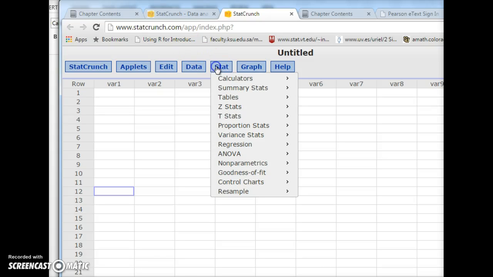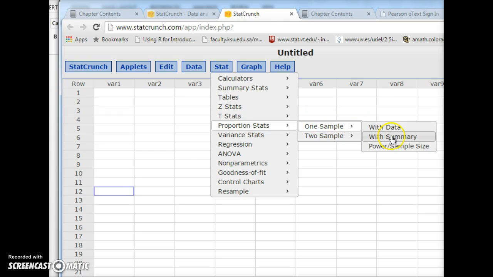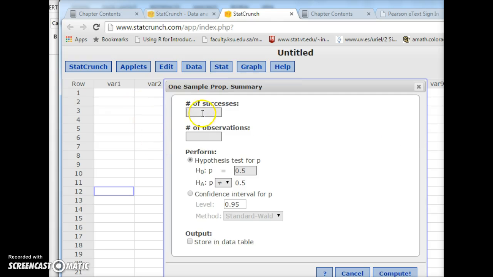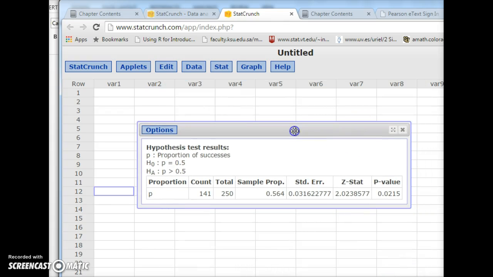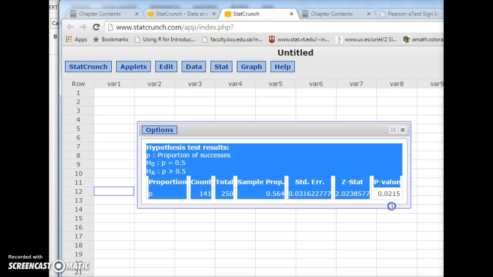Okay, so we go to Stat, Proportion Stats, one sample with summary, and we have 140 out of 250, and our hypothesis value is 0.5, but we want to see if it's greater than 0.5. So if P is greater than 0.5. So hit compute. Okay, so let's copy this.